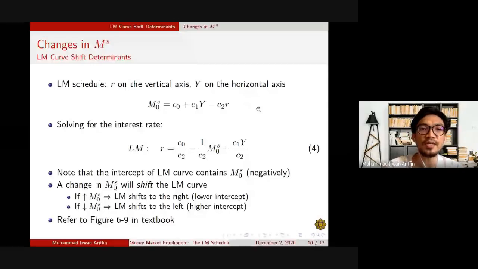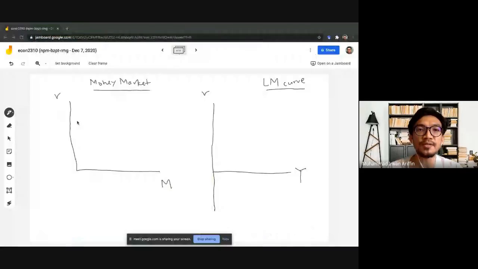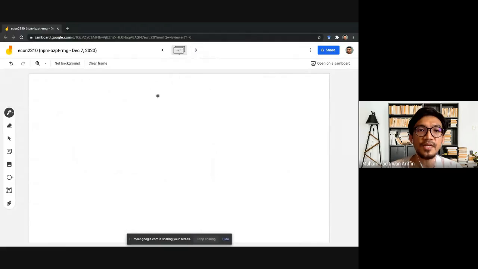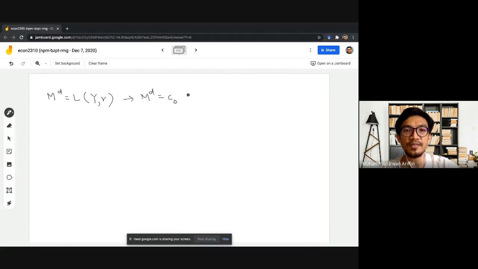So let's start with the first factor, which is the change in the money supply. We're going to make use of the simple linear money demand equation. So far, what we have established is that money demand, according to the Keynesian framework, is a function of income and interest rate. It is positively affected by income due to transaction and precautionary motive, and negatively influenced by interest rate due to speculative demand. So we can write a specific functional form for money demand in a linear form: C0 plus C1y minus C2r.